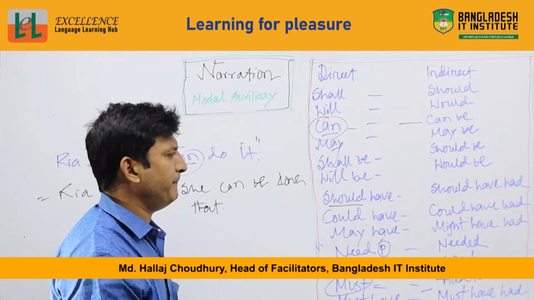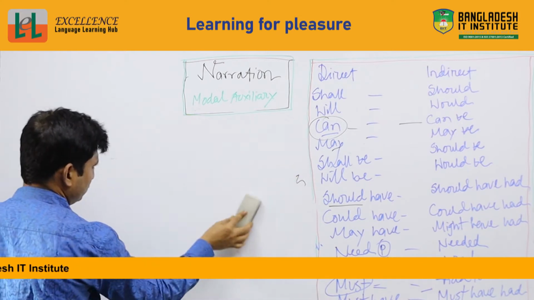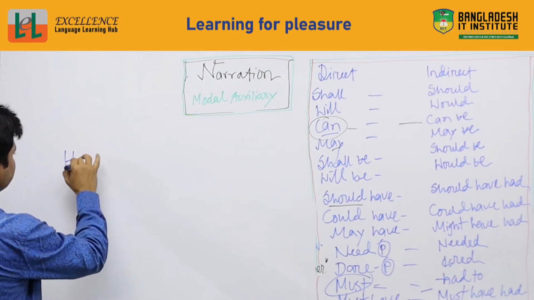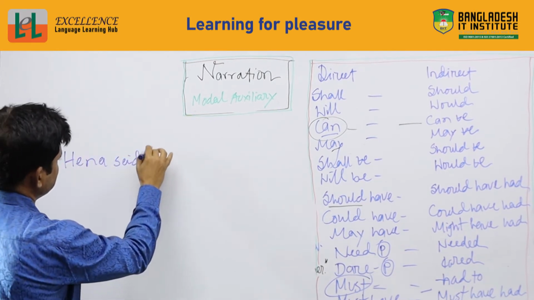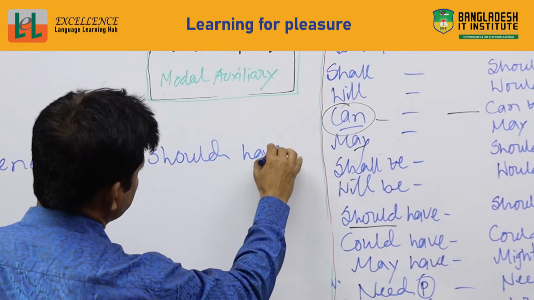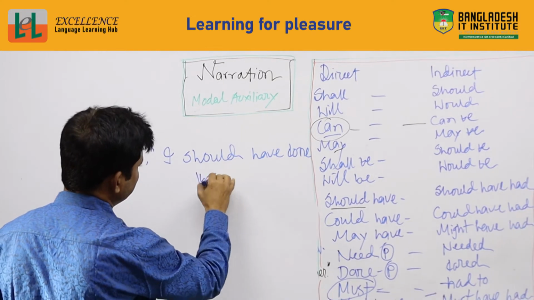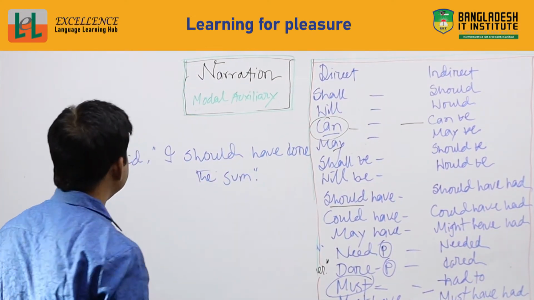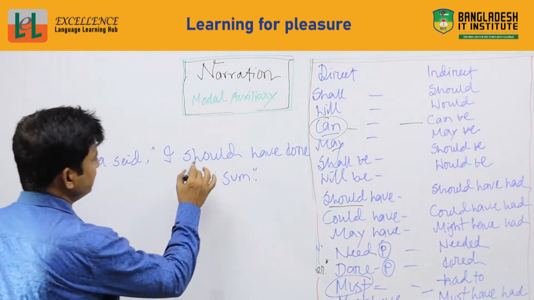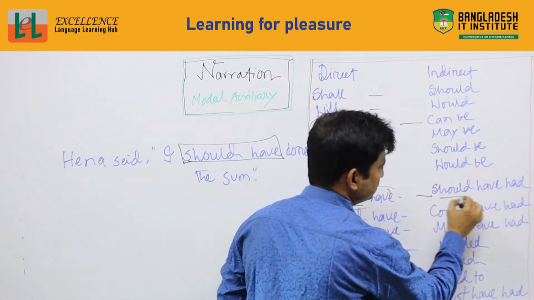Like have a look here, should have. If you give an example like that one, what will be the changing form from direct to indirect? Okay, Hina said, I should have done it. I should have done the sum in my exam. So what will happen in the indirect speech? Very simple. Here is should have. If you get that one, we have to write here should have had.